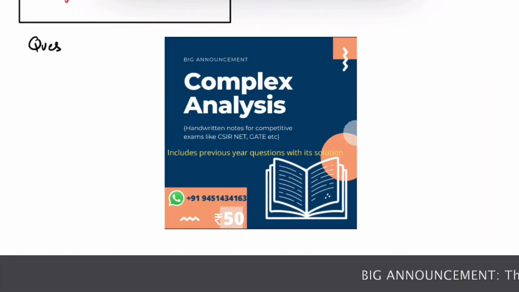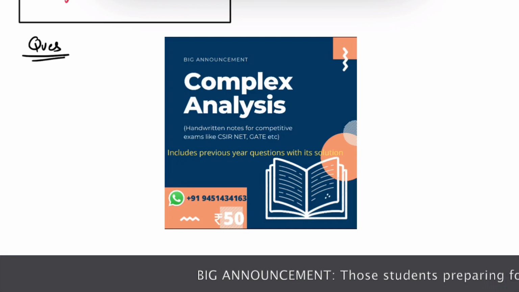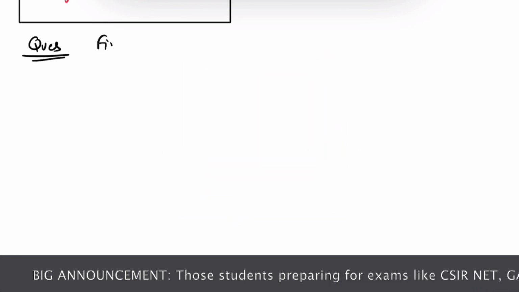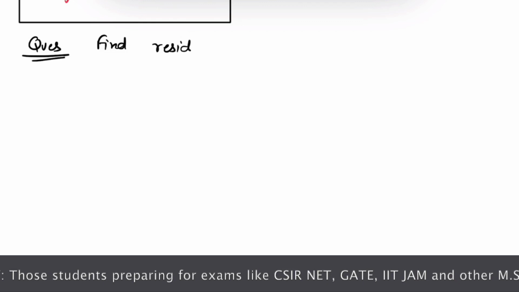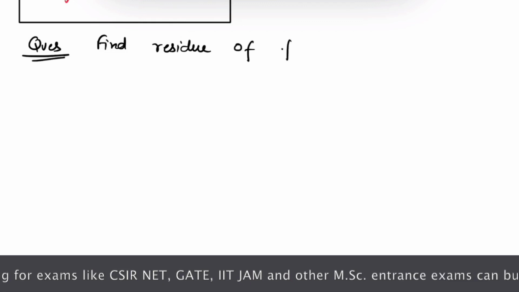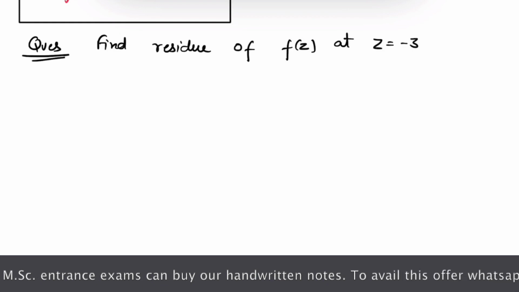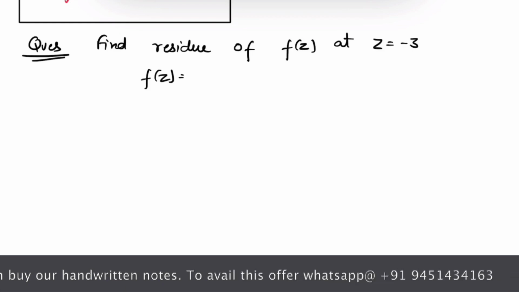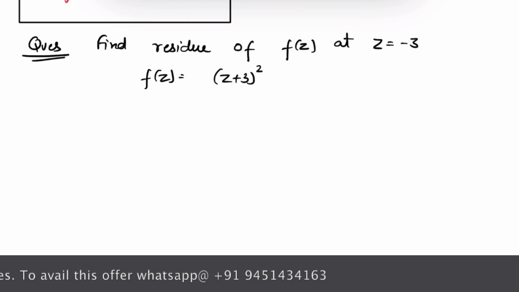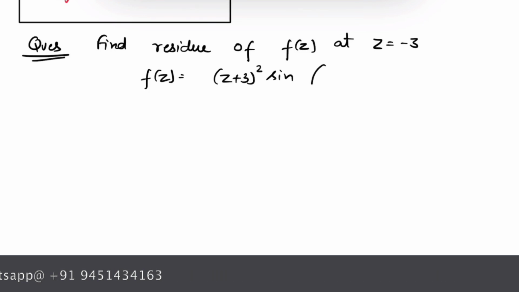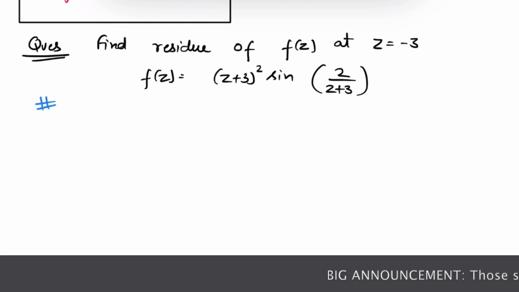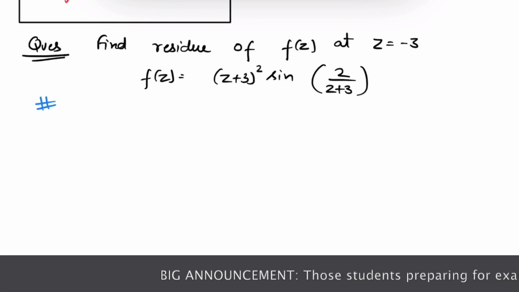Now let's do some problems. So we have a question here, find the residue of function f of z at z equals minus 3. And the function f of z is z plus 3 whole square into sine of 2 over z plus 3. So to find the residue, let's expand this function.